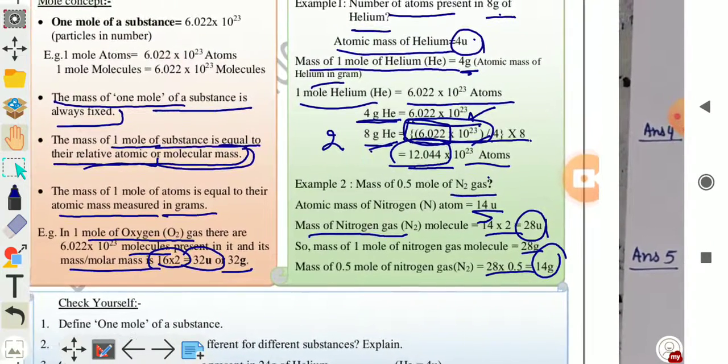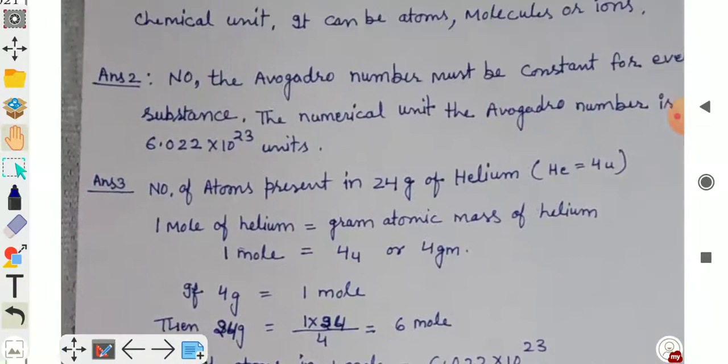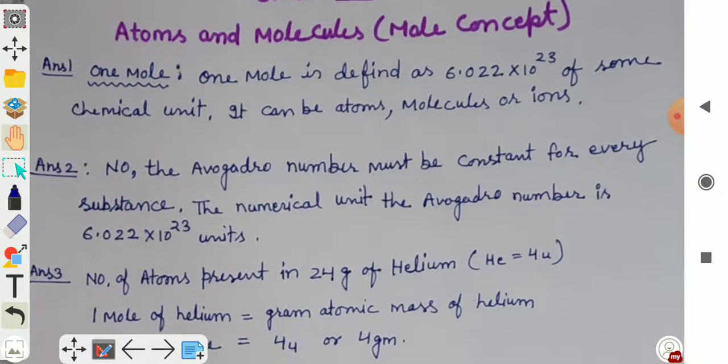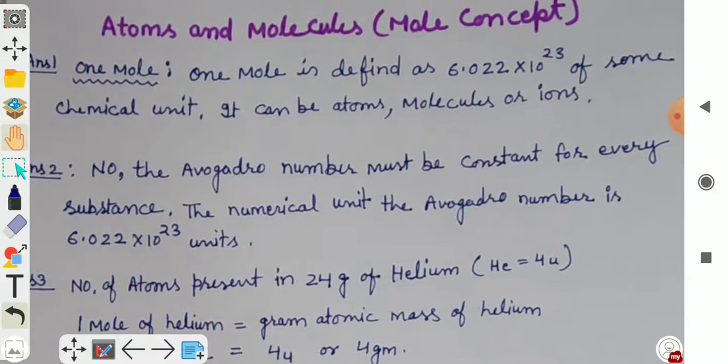So first of all, we will define 1 mole of substance. What do you mean by 1 mole of substance? 1 mole is defined as 6.022 into 10 raised to the power 23 of some chemical units. It can be atom, molecule or ion. 1 mole कितना होता है? 1 mole is equal to 6.022 into 10 raised to the power 23 atoms or molecules or ions.